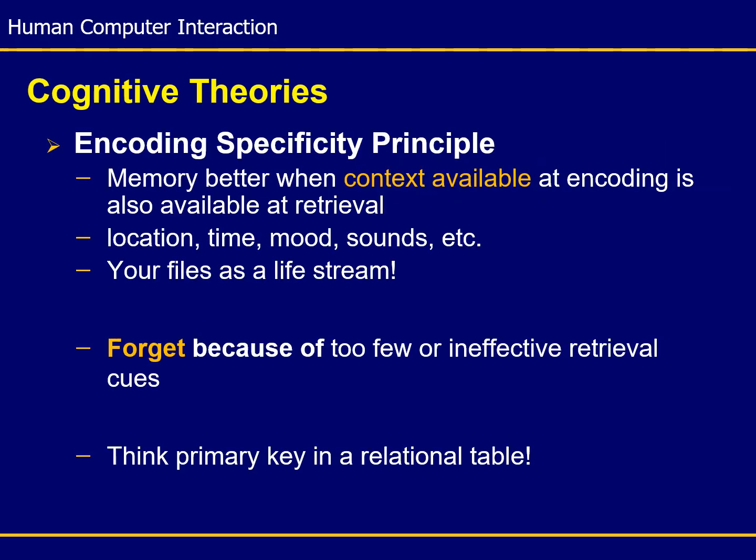Now let's move on. This was my rant about languages. We will look at a number of theories that are very important in building an interface. The first one is called the encoding specificity principle. This says that memory is better when the context available at encoding is also available at retrieval.